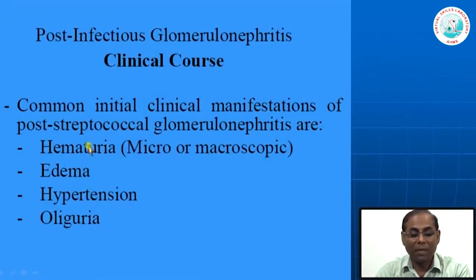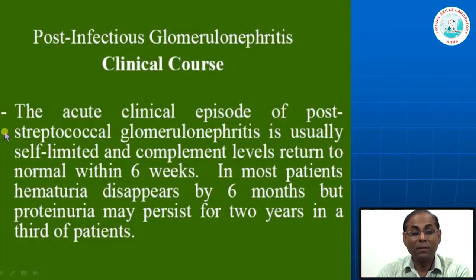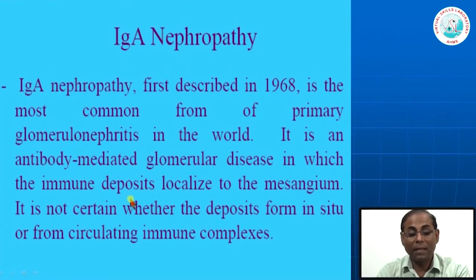Now, the common initial clinical manifestations are hematuria, microscopic, sometimes macroscopic also, edema, hypertension and oliguria, typical nephritic syndrome. And acute clinical episodes of post streptococcal glomerulonephritis are usually self-limited, and complement level returns to normal within 6 weeks. When there is an acute proliferative exudative phase, if you examine the serum C3 level, it may be low, but it comes back to normal within 6 weeks, and in most patients hematuria disappears by 6 months, but proteinuria may persist for 1 to 2 years in 1/3 of the patients. So, that is the typical course of post infectious glomerulonephritis.